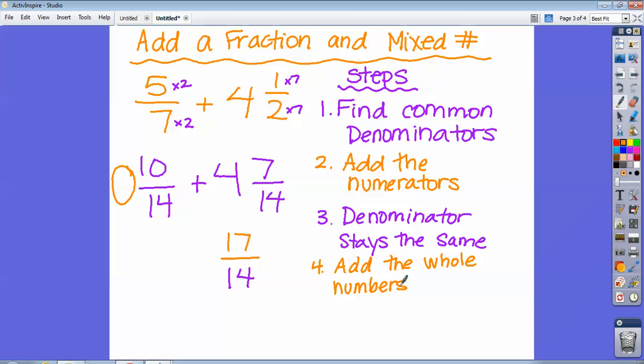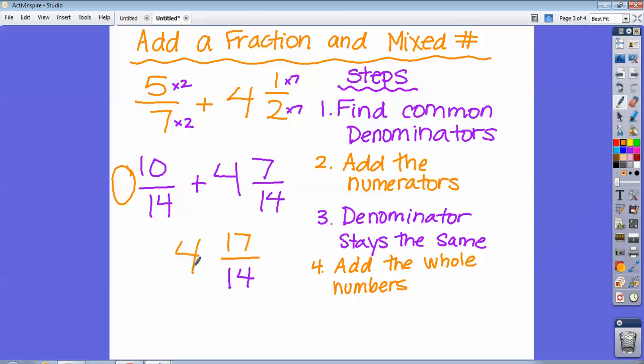Okay, so what is 0 plus 4? 4, right? Yeah. So bring my 4 down. All right, so I have followed all the steps to adding, and I'm left with 4 and 17/14. What do we know about that mixed number? Gabe? It's a fraction greater than 1. It is a fraction greater than 1.